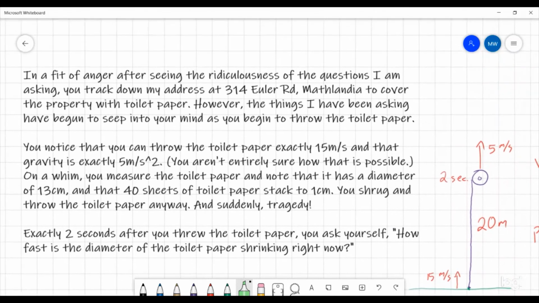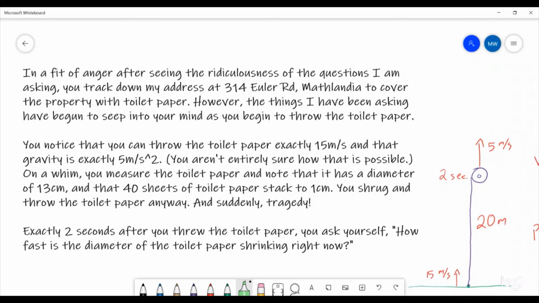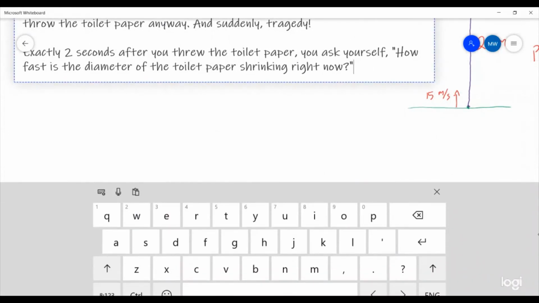So what do we need to do? We are going to need to somehow relate the rate of the diameter of the toilet paper to something else. Okay? So now here's how we're going to be doing that. We know how much toilet paper has been pulled out. We know it is 20 meters long. And we also know how much it was originally. So now how are we going to figure out exactly how long it was? Well, here's going to be the little bit of trickiness that we're going to have to figure out.